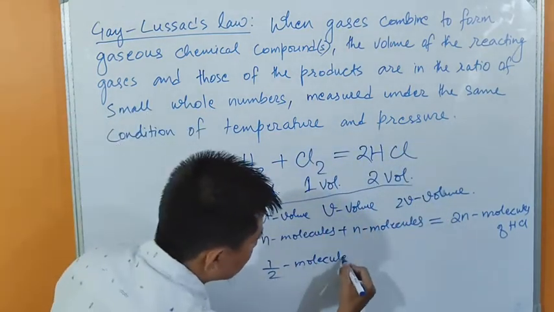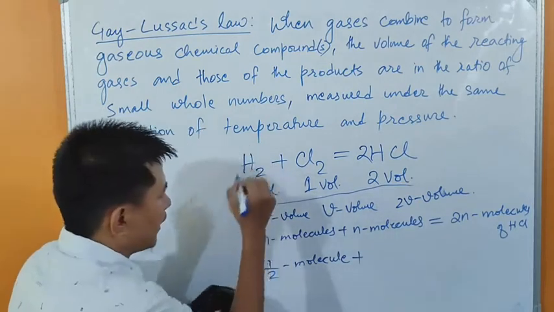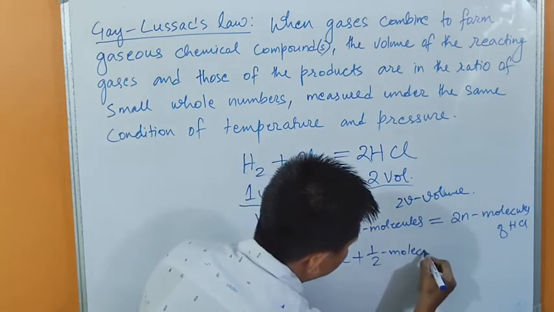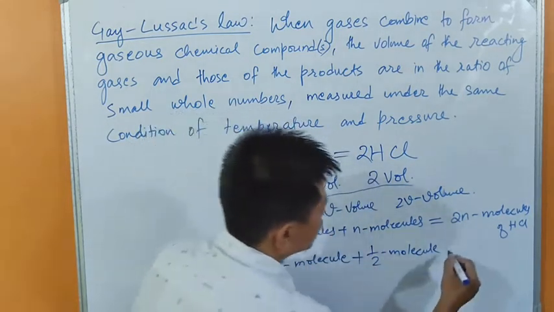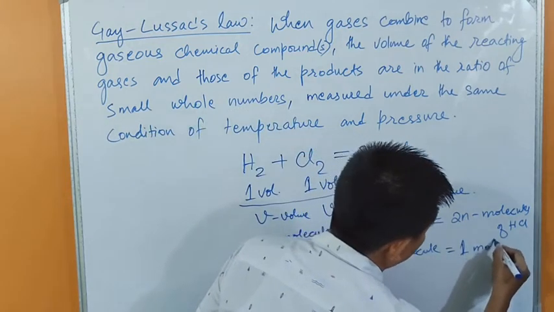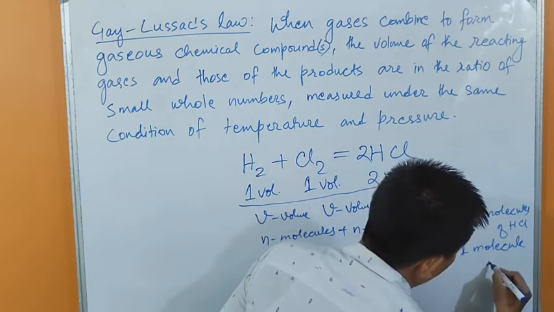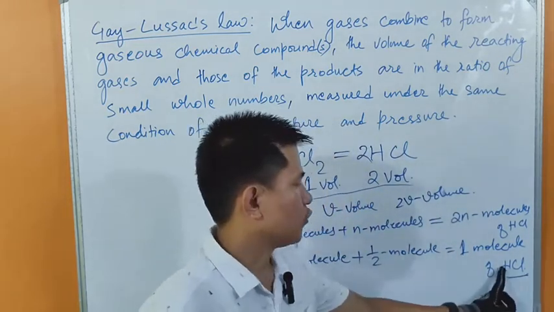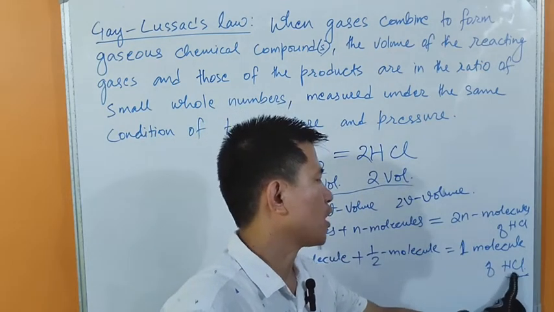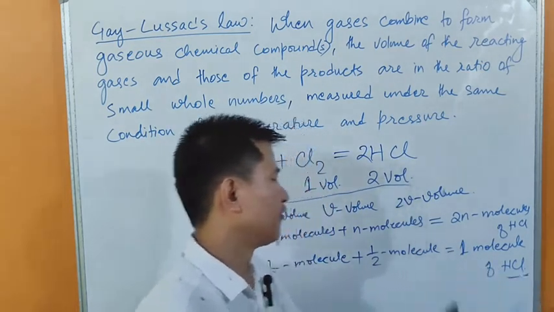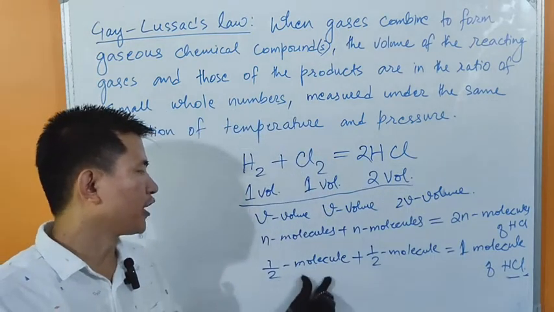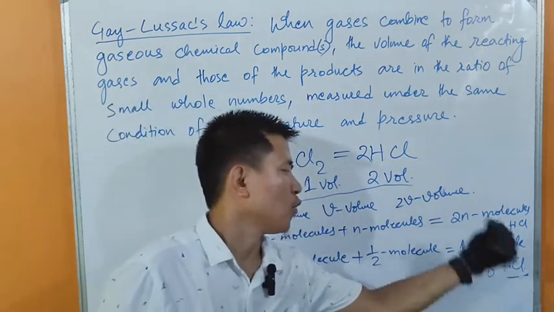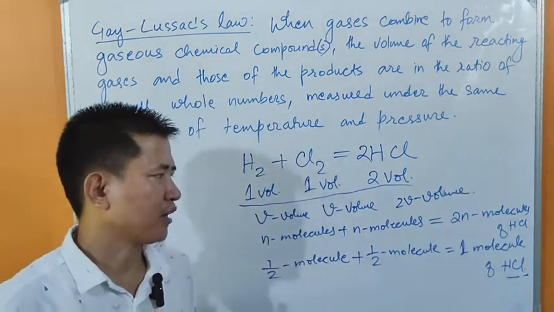Half molecule of hydrogen reacts with half molecule of chlorine to produce 1 molecule of HCl. Okay, if we write HCl without any number in the front, that means one molecule of HCl. Then what happens? Half molecule of hydrogen combines with half molecule of chlorine to produce one molecule of hydrochloric acid or HCl gas.